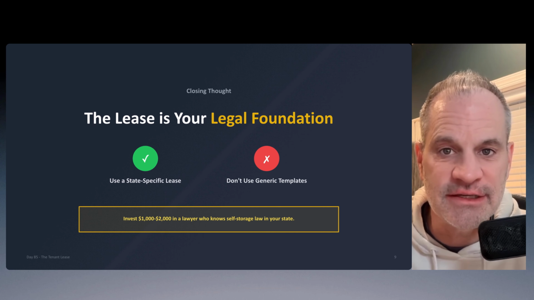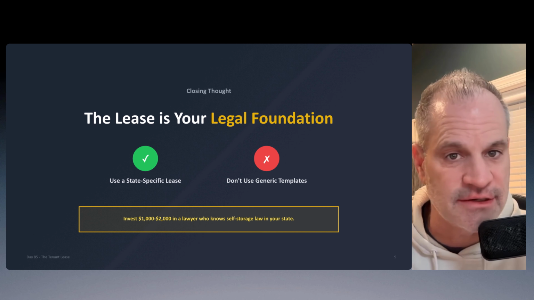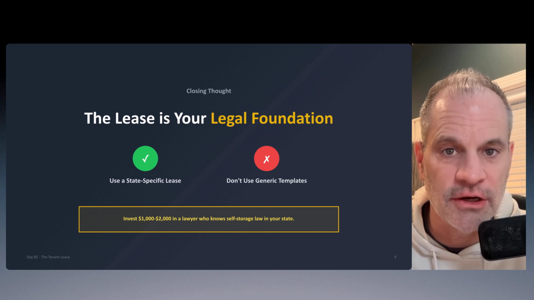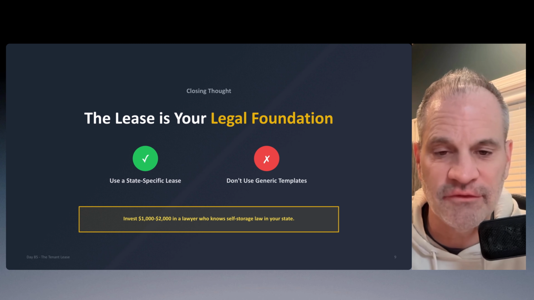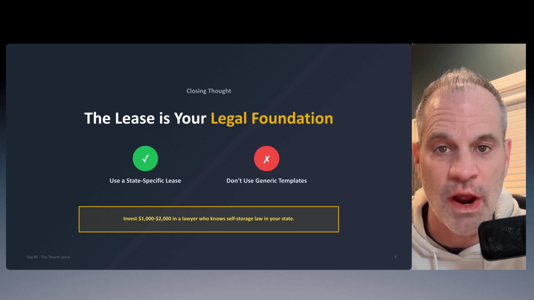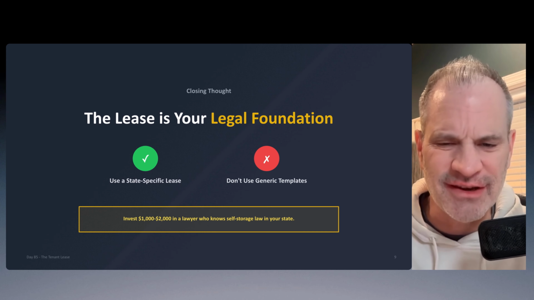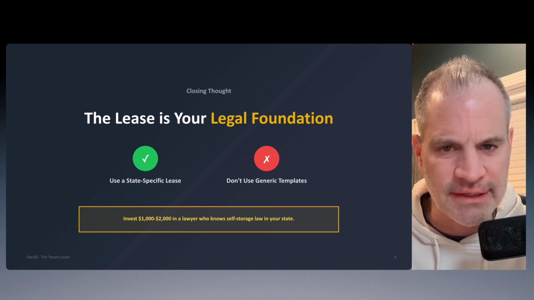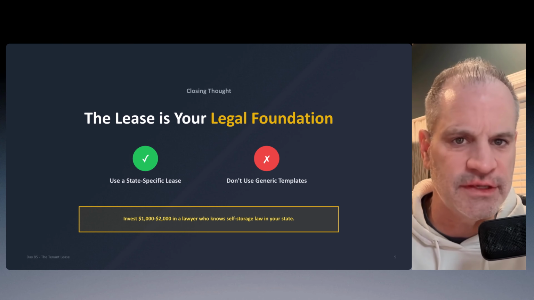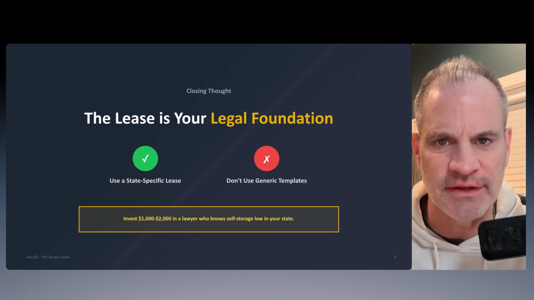Fourth, digitize your entire process and switch to e-signatures so you have secure storage and you maintain compliance. And fifth, mandate that insurance. Require proof of coverage or enroll them in your own plan. Finally, train your staff if you have them. Role play lease explanation and enforcement scenarios with your team until they're perfect. That's how you mitigate risk here.